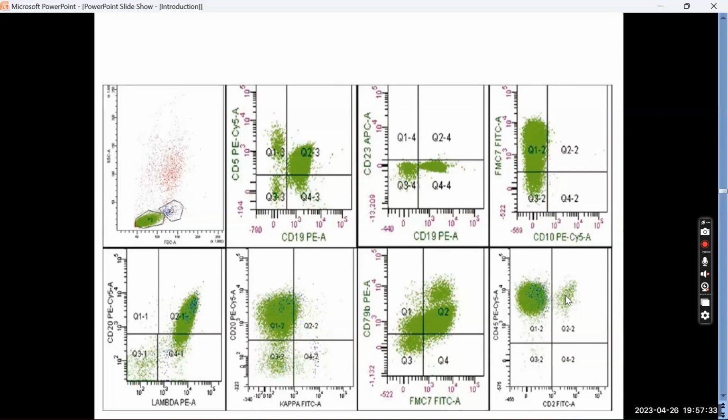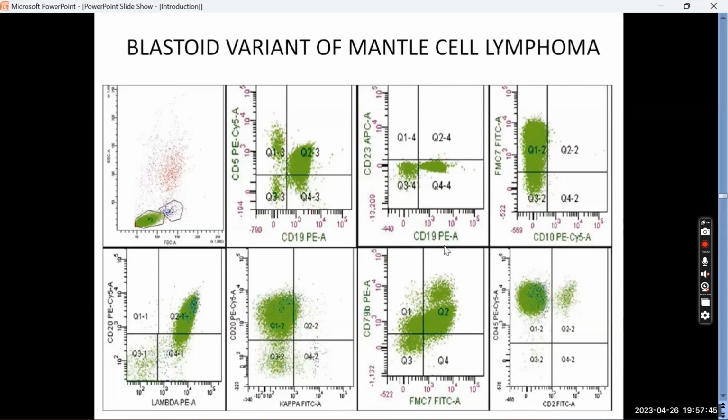You can see the T cells. Lymphoma. What lymphoma is that? B cell. Is there a blastoid mantle or CD5 positive DLBCL? Yeah, perfect. This is a blastoid mantle cell lymphoma, the blastoid variant of mantle cell lymphoma.